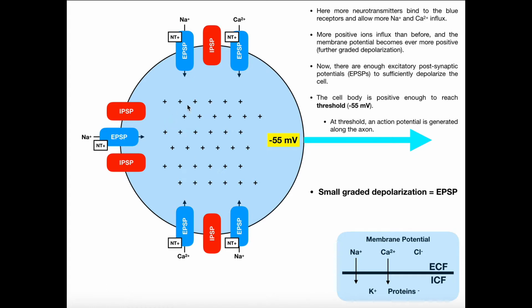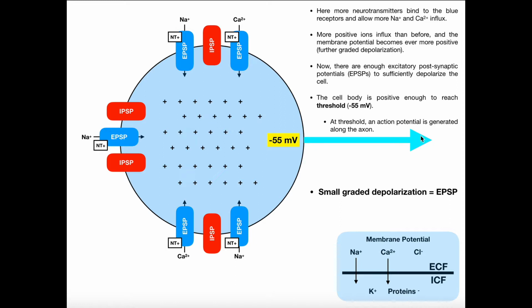And now I've got a lot more positive charges on the inside of the cell, okay? And maybe at this point, there are enough of these excitatory postsynaptic potentials, or EPSPs, summed together that I've now got a membrane potential of negative 55 millivolts. And now that I'm at the threshold, I don't need to go any more than that. Just getting to the threshold will trigger an action potential down the axon.